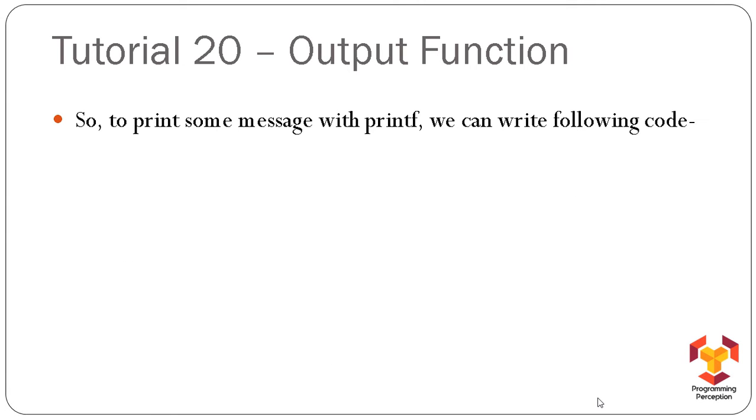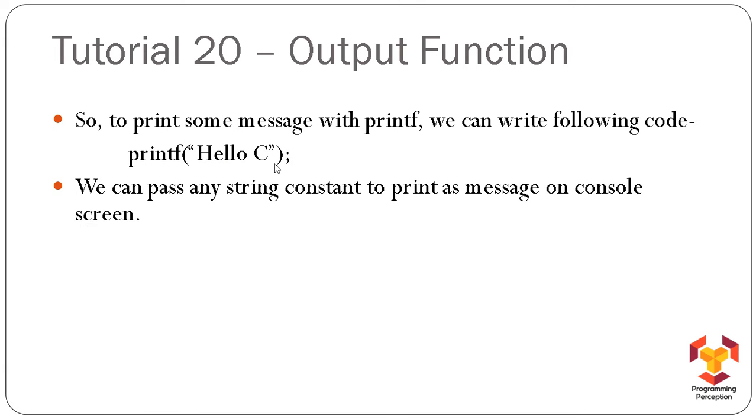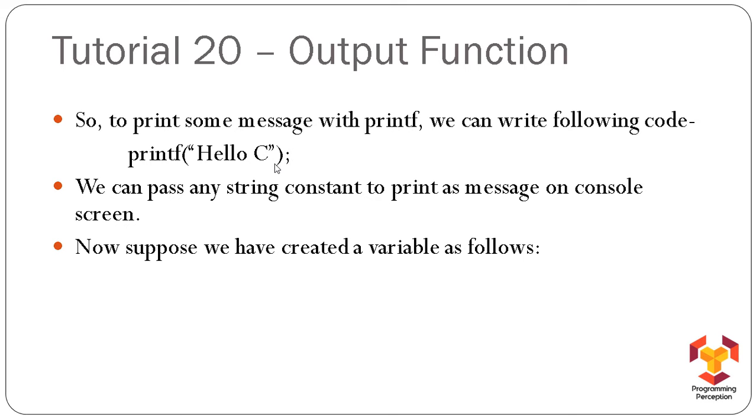So to print some message with printf, we can write the following code: printf hello C. Definitely we are printing a string constant here, and this string contains a collection of these characters. It will print as it is. So we can pass any string constant to print as a message on the console screen.